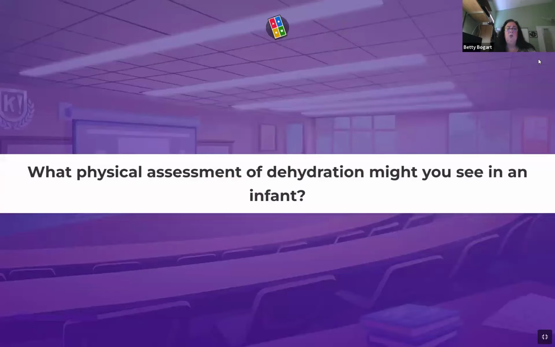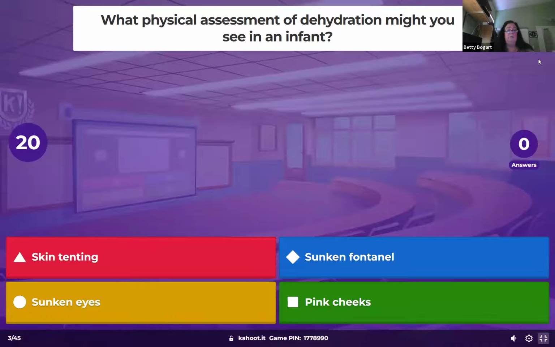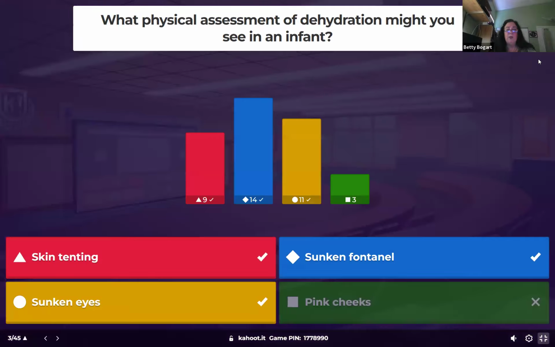Multi. What physical assessment of dehydration might you see in an infant? Crying with no tears. Poor little guy. It used to be the saddest thing for me to watch, an infant crying and there's just no tears. And the one thing I didn't mention is yes, their eyes also sink in. So skin tenting, the fontanelle is sunken, and then the eyes actually sink and no tears. And it would be pale cheeks. It'd be pale color.